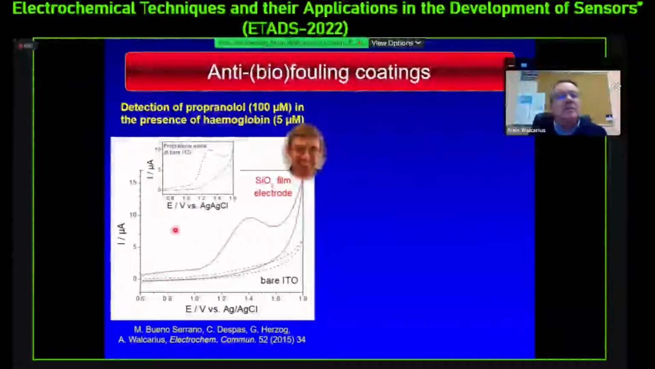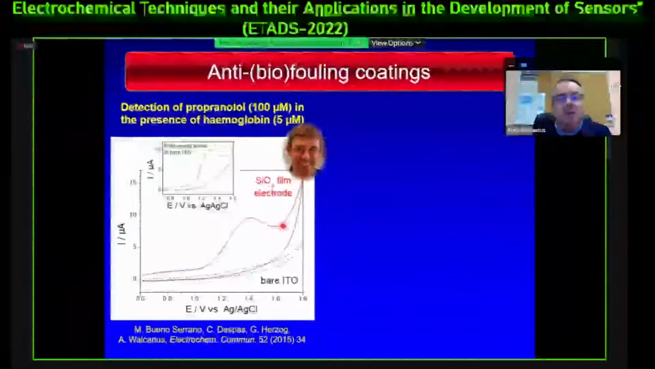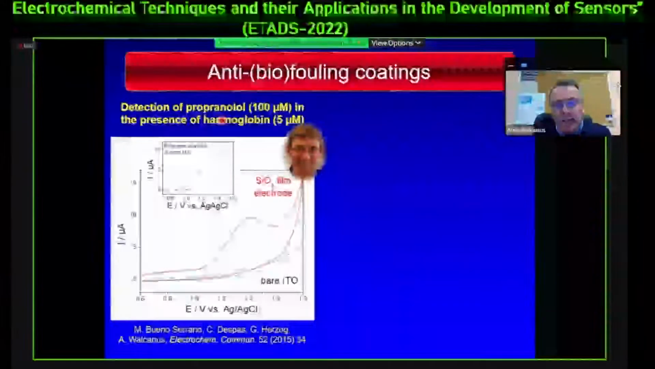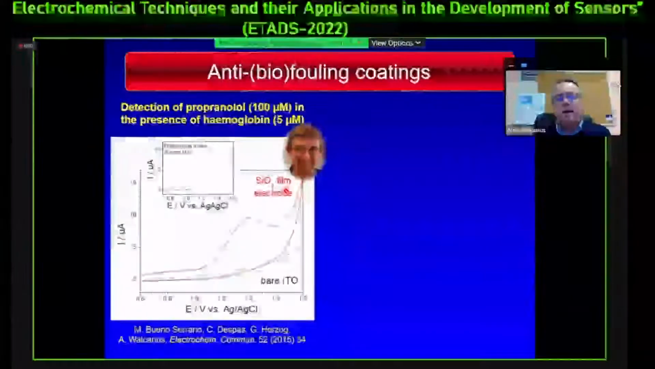The first example is the detection of the drug propranolol in the presence of hemoglobin. Propranolol is electroactive on a bare electrode, but in the presence of hemoglobin, it loses its electroactivity because hemoglobin adsorbs on the electrode surface. If you use a silica film, the hemoglobin is not likely to adsorb on the electrode surface, and the small propranolol is likely to diffuse through the film and to give a response.